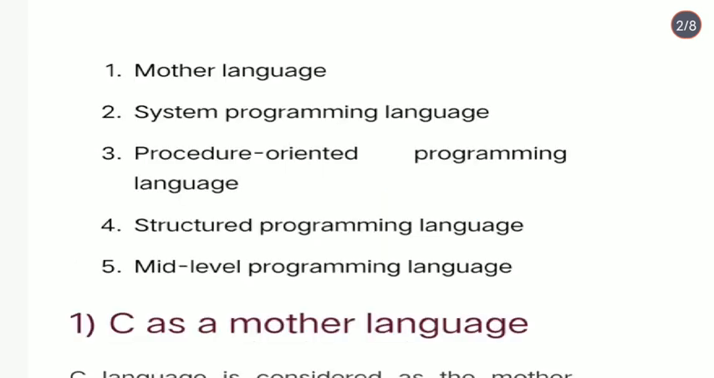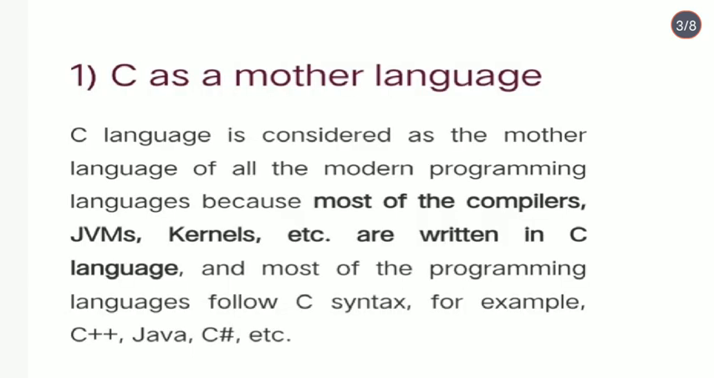The first property is that this is a mother language, as I've already discussed. I will also discuss these: system programming language, procedure oriented programming language, structured programming language, and mid-level programming language. Friends, now we are going to discuss all these things one by one. C as a mother language.